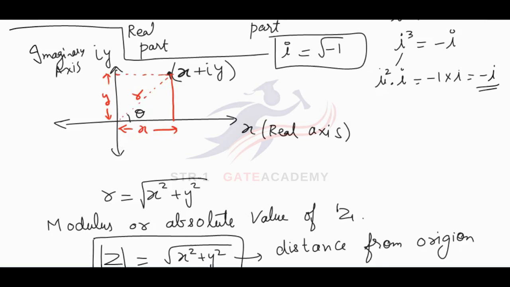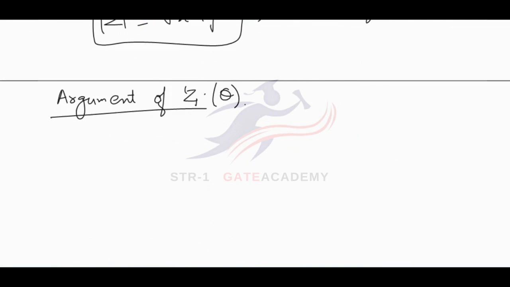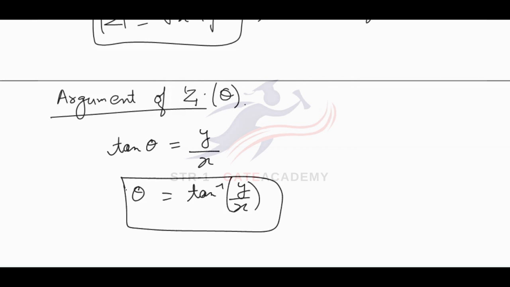Now we can easily see, if I want to find this theta, tan theta in the diagram is perpendicular upon base, y by x. So theta is tan inverse of y by x. For the complex number, the argument is tan inverse of y by x. So we know all these things.